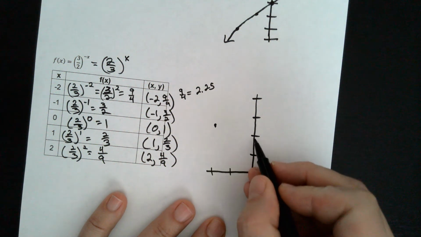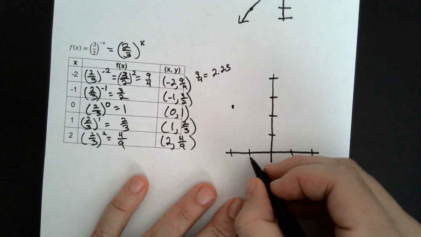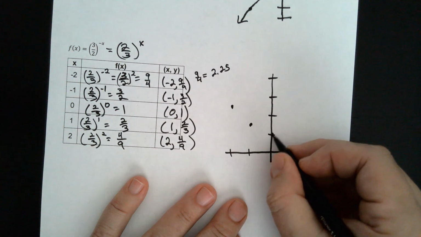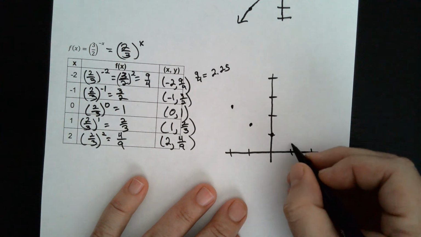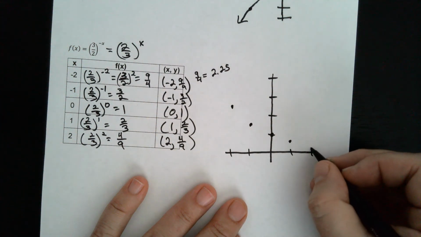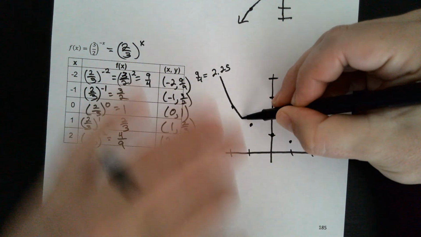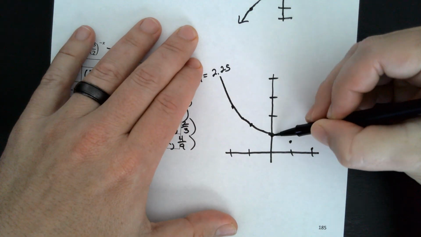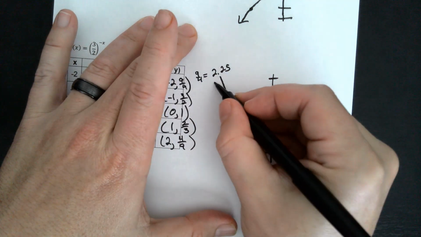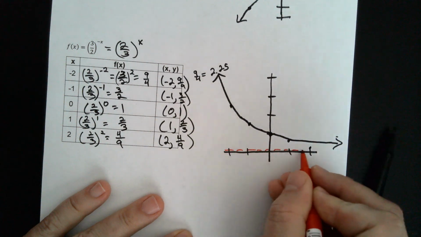Just a little bit above 2. All right, then -1 comma 3/2, which is 1 and a half, there's that one. 0, 1 is this one. 1, 2/3 is here, and then 2, 4/9, which is less than half, is here. So it's going to be kind of doing this, and it will eventually go on out there. And your asymptote again has not been shifted, so it's still this right here.